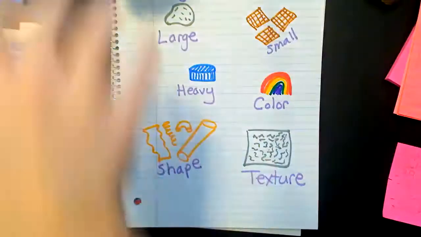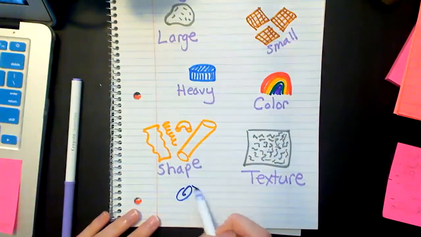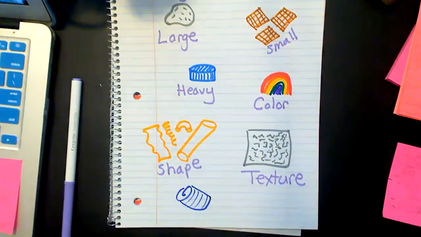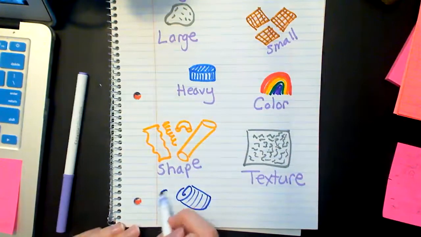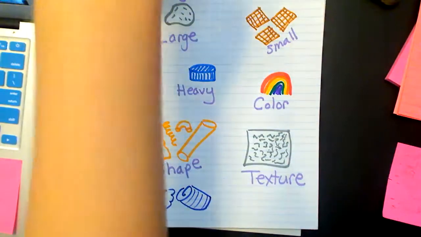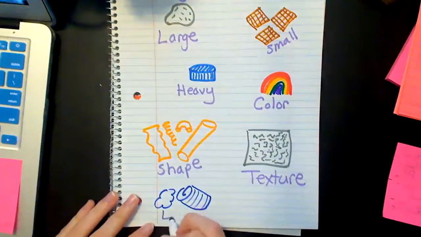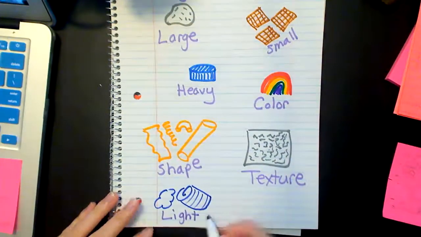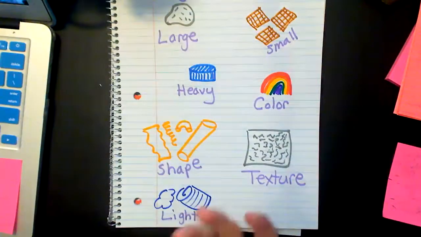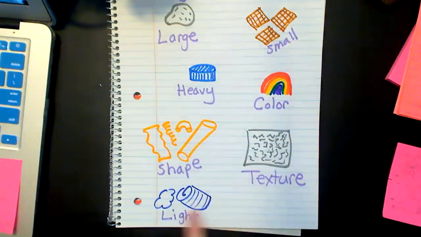So what we did is we did a cotton pad or a cotton ball for our, that's my best at drawing a cotton ball or even a cotton pad. But that's what we did for light, meaning it doesn't weigh a lot. So that's what we did for light. Cotton balls, cotton pads, anything that is really easy to pick up. You can do a tissue, a napkin, a paper towel. Any of those would work for light.